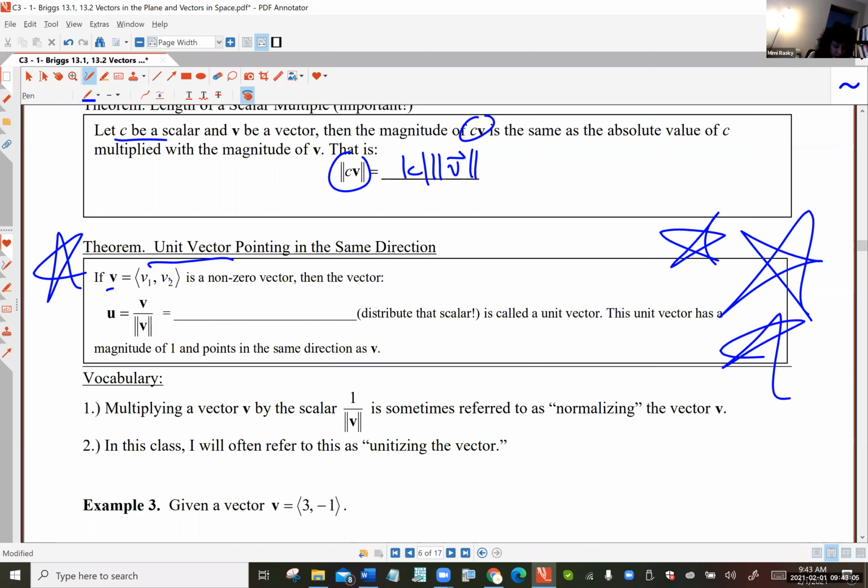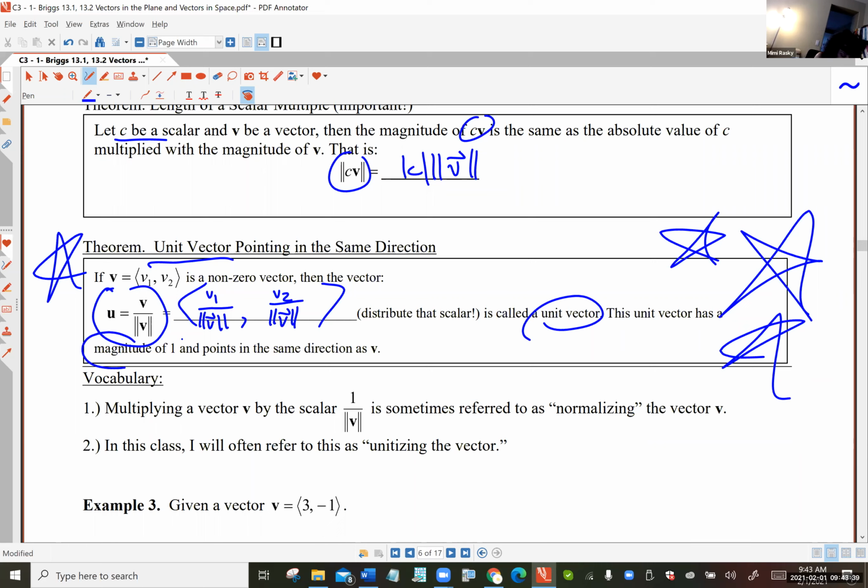If you're given a non-zero vector, a lot of times they want you to shrink or stretch the original vector so that it's 1 unit in length, okay? And this is the formula right here. You take the original vector and simply divide by its magnitude. So your vector will be whatever the first scalar was divided by the magnitude, comma, and then whatever the second scalar component was divided by the magnitude. That's all. This is called a unit vector.